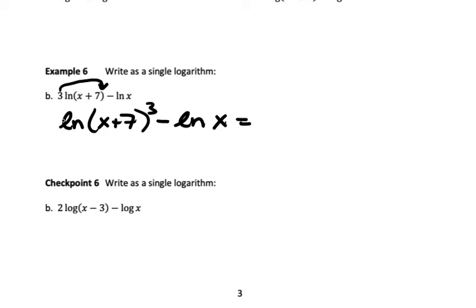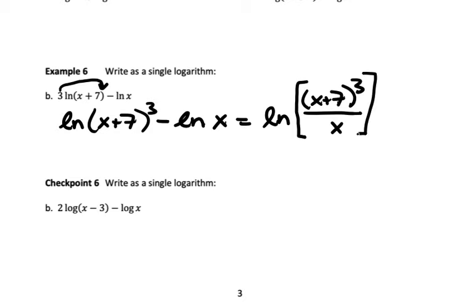Once I have all of those powers back up as exponents, now I'm looking for things either with plus signs or minus signs in between that I can combine. In this case, there's a minus sign in between. So I would combine this to ln of x plus 7 to the third over x. And again, you could use a bracket around all of this if you want to. Sometimes MyLab Math doesn't require it. If you just type in x plus 7 to the third over x, then that might be okay.